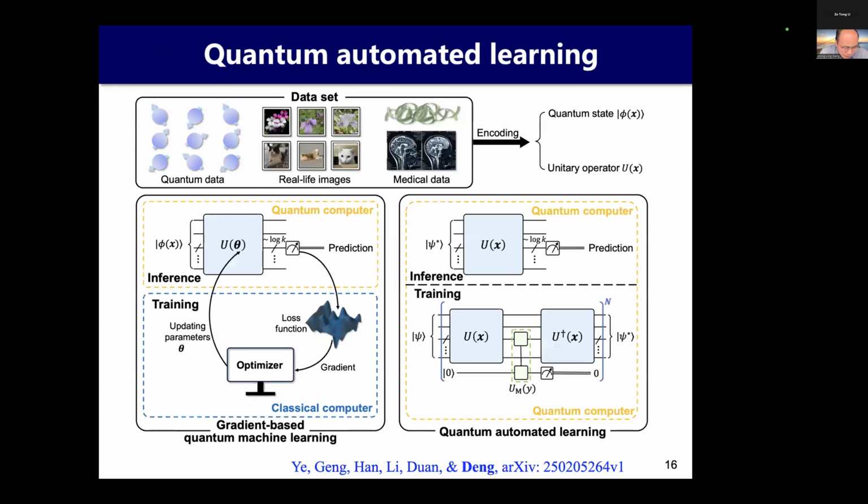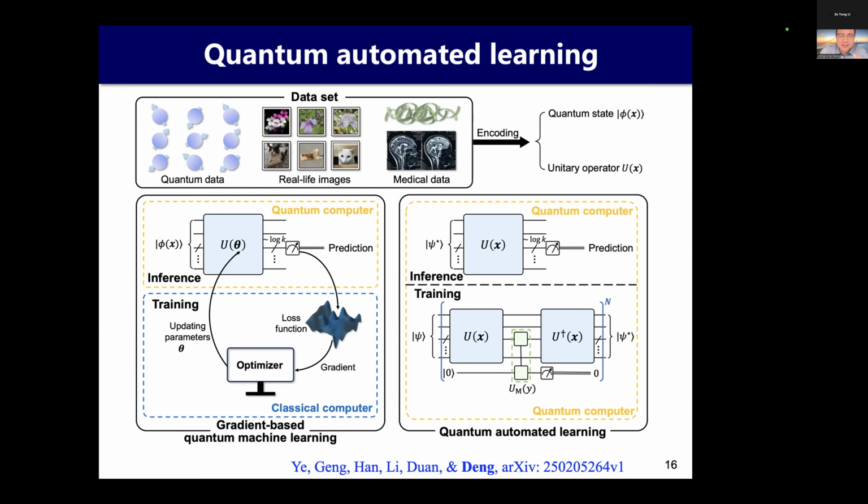So we thought about this problem for several years. Then we think we have some progress to report to you. In order to deal with these two challenges, we propose so-called quantum automated learning. In order to understand this, first let's look at the traditional quantum machine learning paradigm. I only consider supervised learning for simplicity.